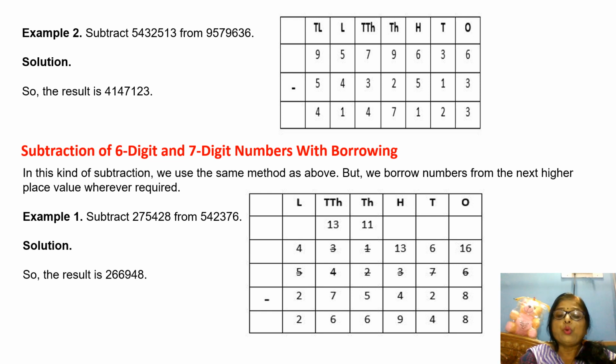Next 2. You can't subtract 5 from this one. So you borrow from the next higher place, and that is 11 here. 11, and you are subtracting 5 here, which is equal to 6. Again here 3, 4. You can't subtract 7 from this one. So you borrow it from the next higher place, and here it is 13. Now you subtract 7 from it, 6.